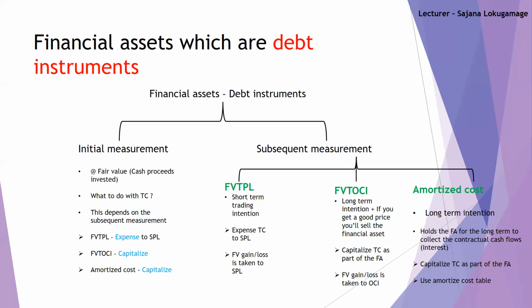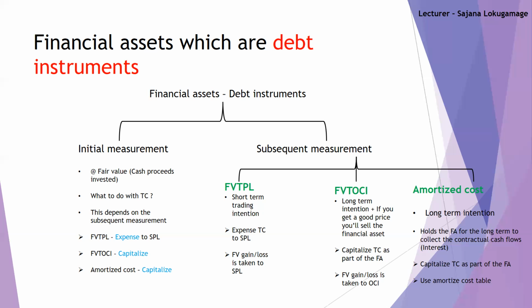So FVTPL: you are purchasing this financial asset for short-term trading purposes. Then you have to record it under FVTPL. The transaction cost should be expensed to the statement of profit or loss. Fair value gain or loss should be taken to the statement of profit or loss.